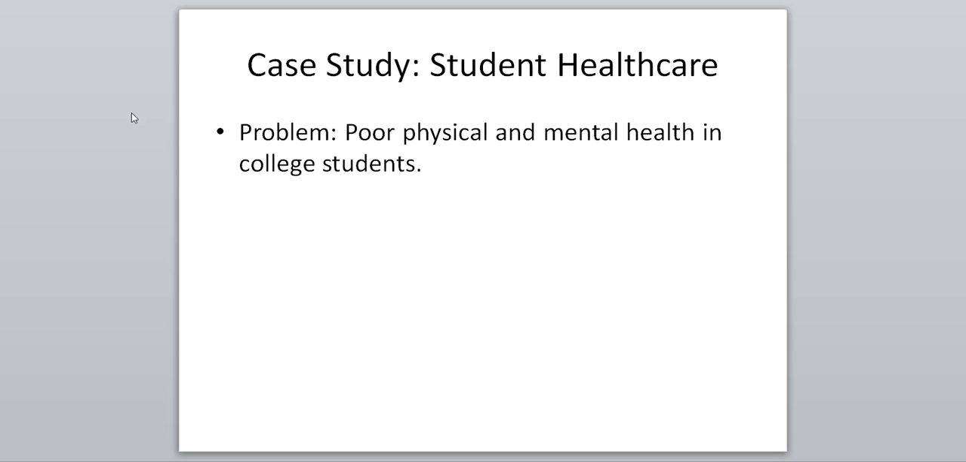Now we're going to use the same case study throughout these lectures, as I have a student sample on this topic. It's on student health care, so this is going to be our case study. The general problem is that there is poor physical and mental health in college students. So we've identified a large problem, and we need to be able to understand the problem and come up with a solution for the problem.